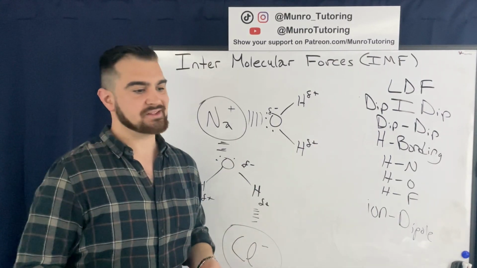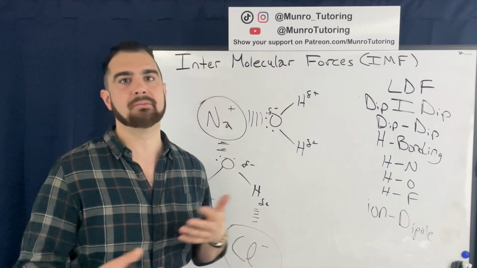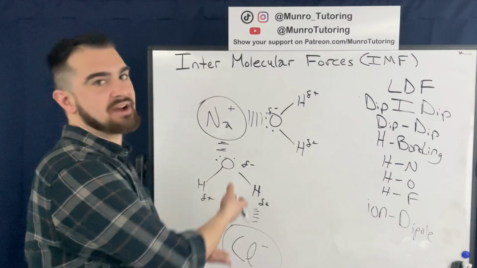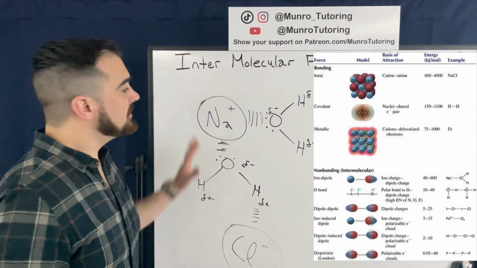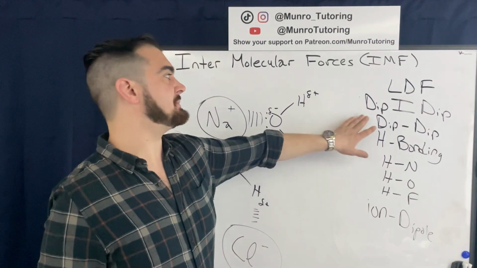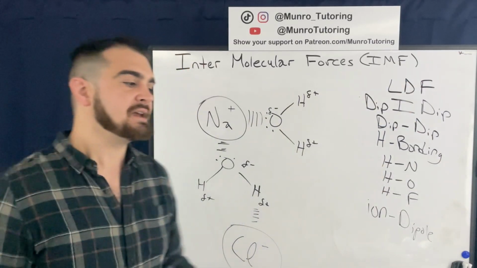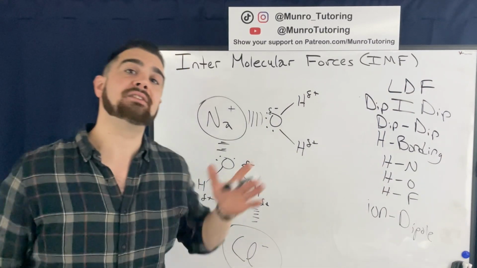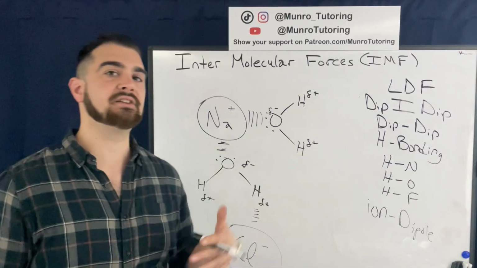Again, each of these things has a range of how many kilojoules per mole it takes to break the interaction. And in general, ion-dipole is the strongest, then hydrogen bonding, then dipole-dipole, then dipole-induced dipole, and then London dispersion forces. And when we get to London dispersion forces, the larger the surface area, the stronger the London dispersion force.